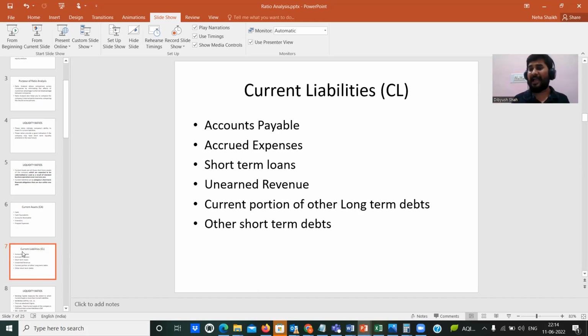But I have received the cash. So what journal entry will I pass? Debit the receiver. I am the receiver. I have received cash. Cash account debit. What do I create? This is a liability.